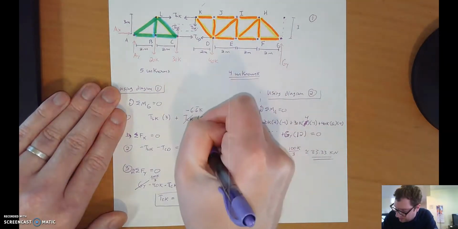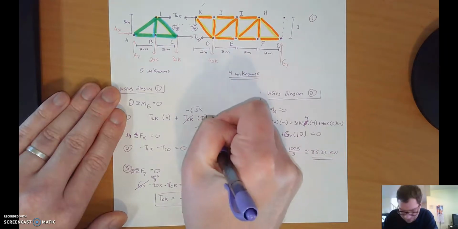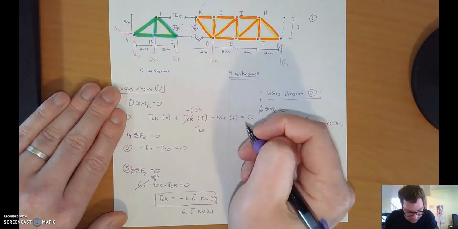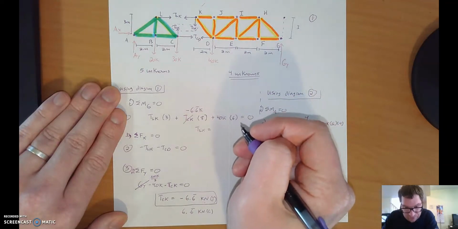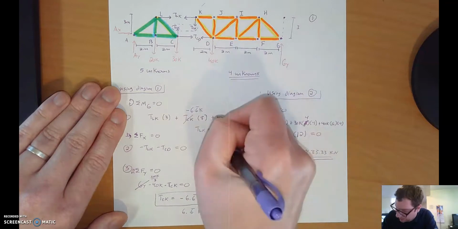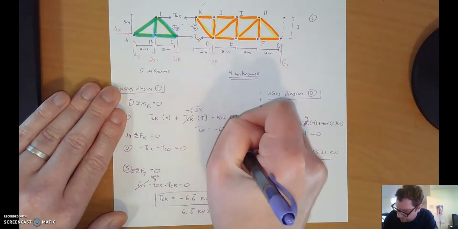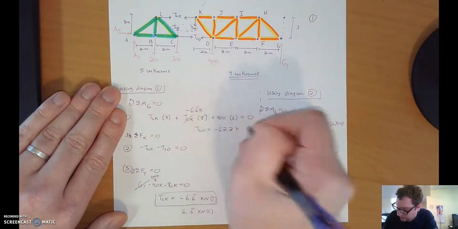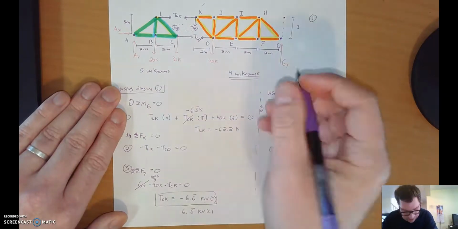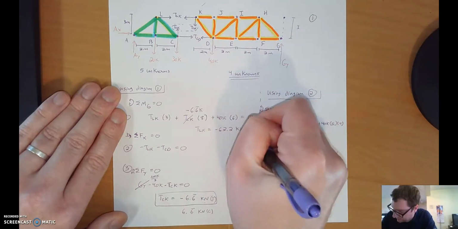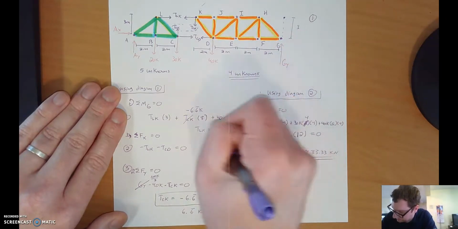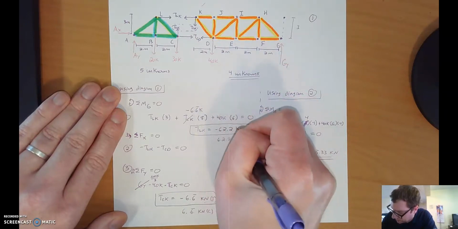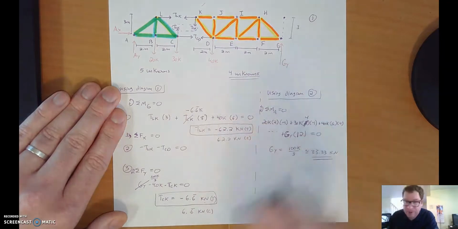You're going to solve this one for TLK, and when you do that, you will find that it is also negative, and it'll be a negative 62.2 kilonewtons. Sorry, I should have carried a fourth sig fig there because we're going to use it down here. I don't have that in my answer. So that's in tension. And again, you could write this as 62.2 kilonewtons in compression if you wanted to.